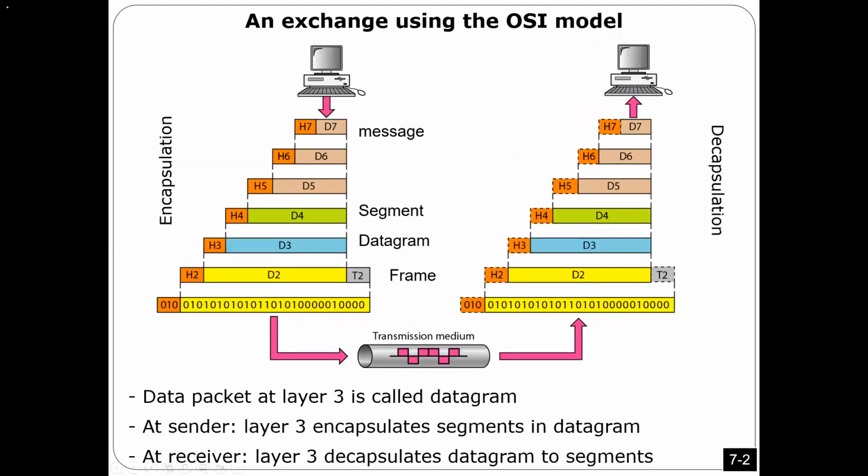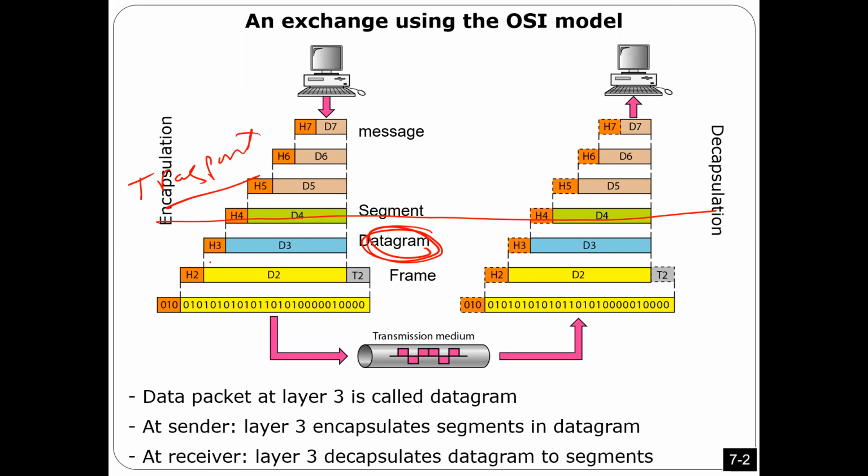So that's what I want to say. Also, if you see this figure, this is layer number four, the transport layer. This is one of the most important layers, by the way. Unfortunately, I don't know why they don't put it in the syllabus, but this is a very important layer for sure. But anyway, this is the third layer, and here is the data at the third layer. We call it a datagram. At the other layers we call it a frame and a segment.